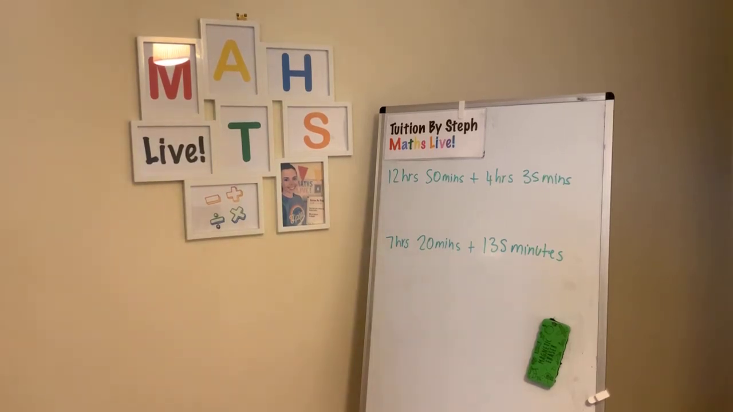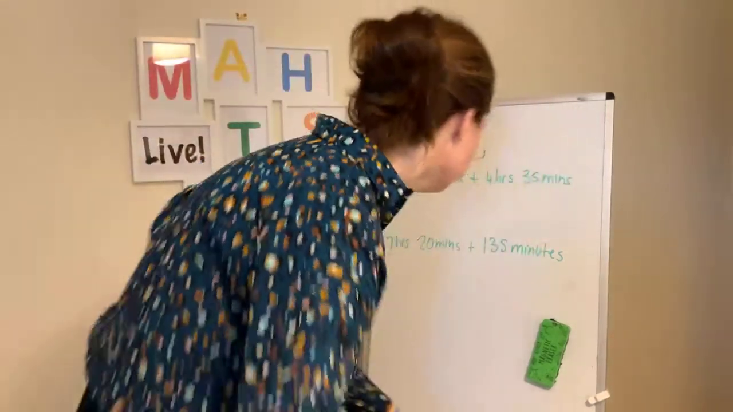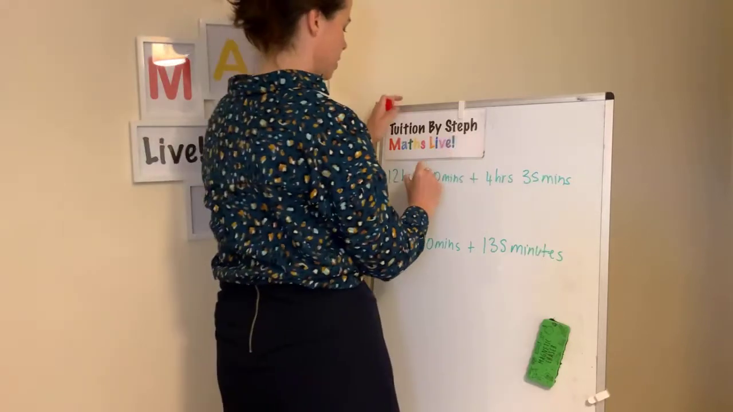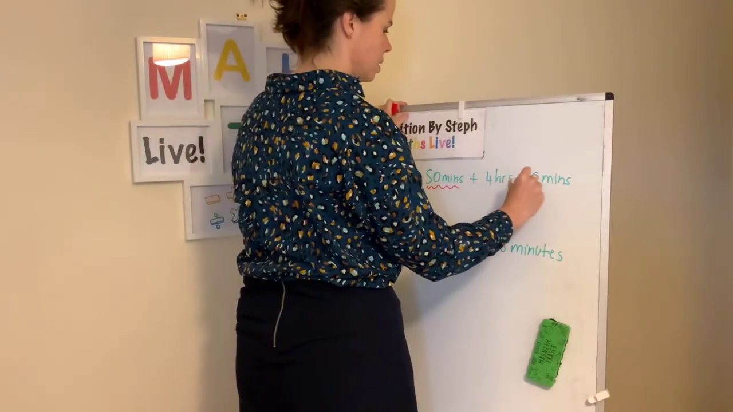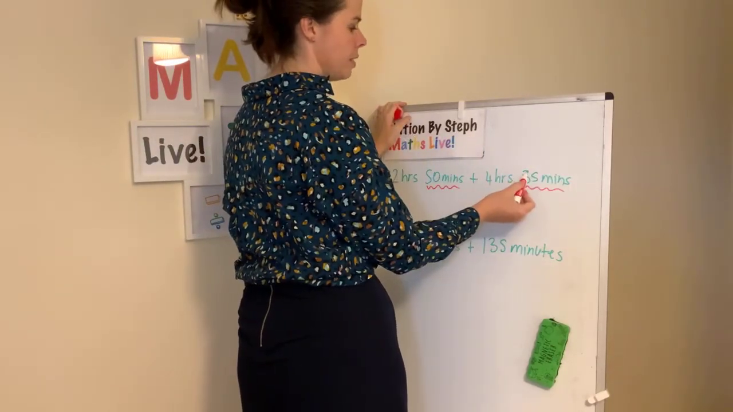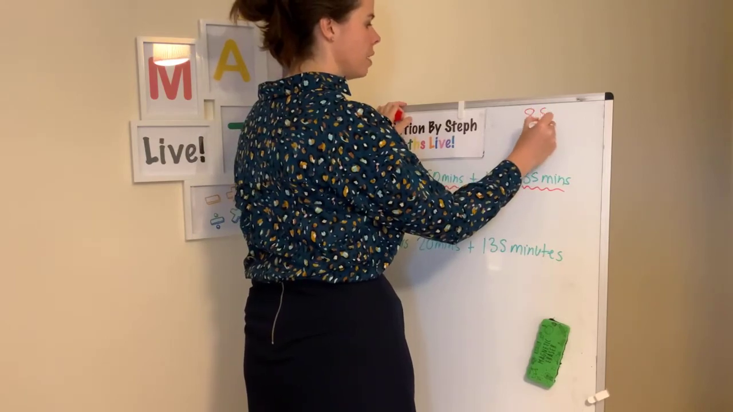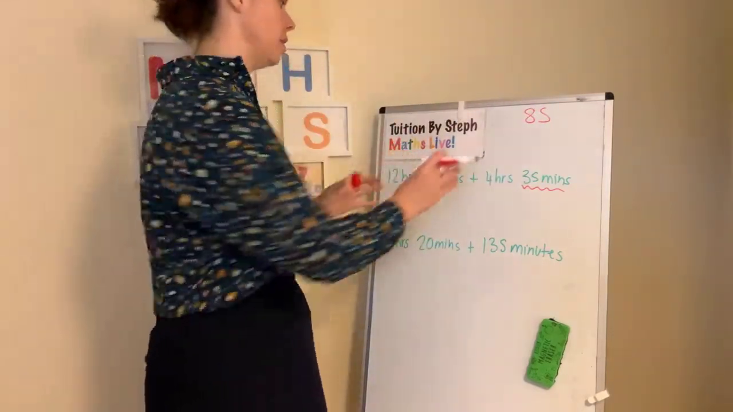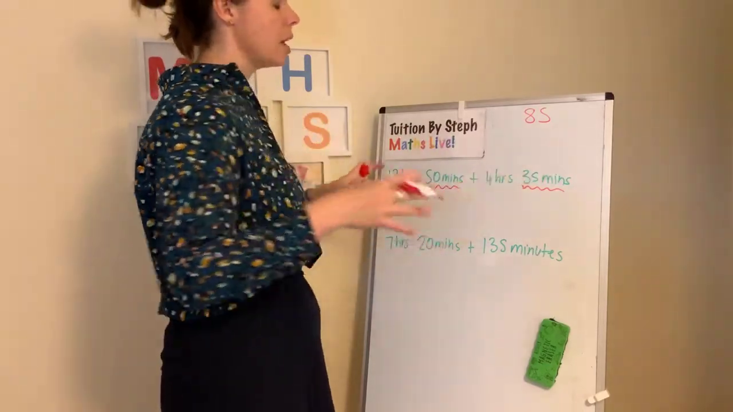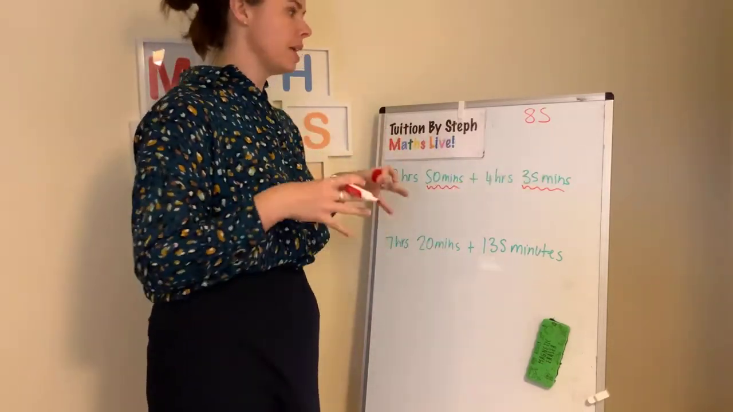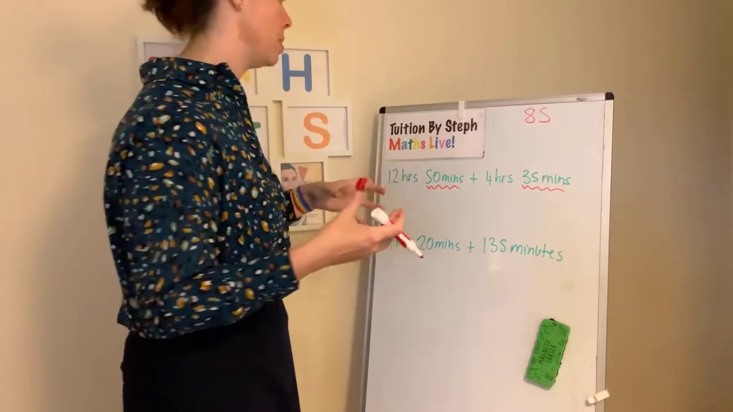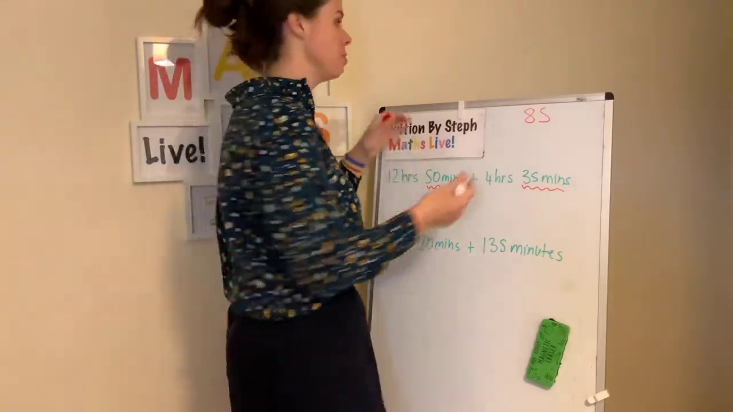Okay, I've got some answers. Let's have a look. So let's combine our minutes first. So 50, 60, 70, 80, 85. So these are our total minutes, Torin. 50 minutes and 35 minutes. We're not allowed to leave it as 85 minutes. We need to break that down into hours and minutes because our answer has to be in hours and minutes.